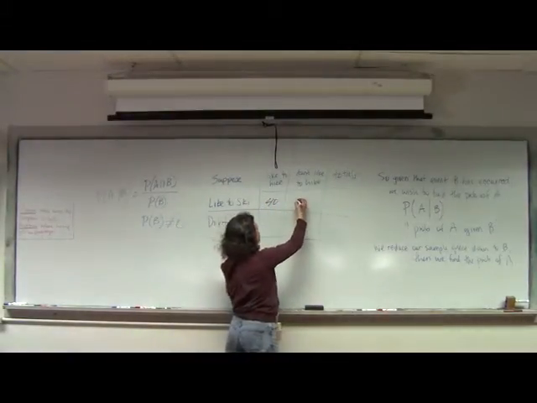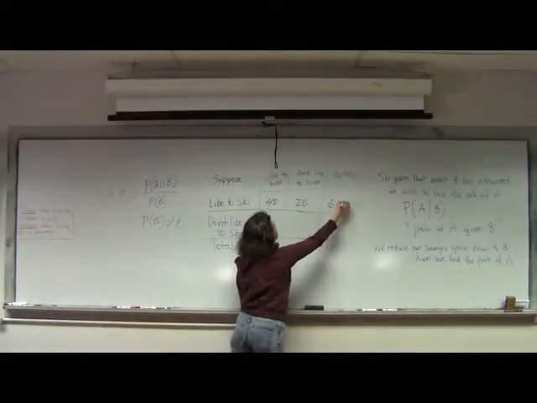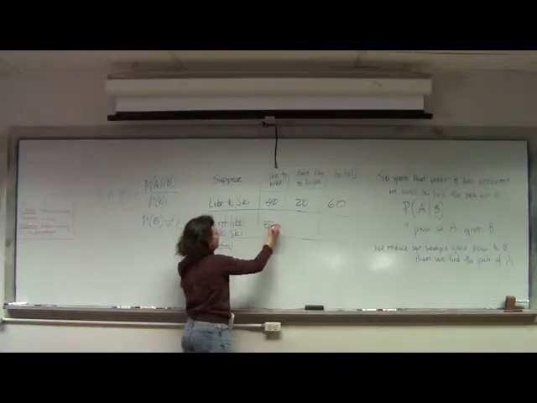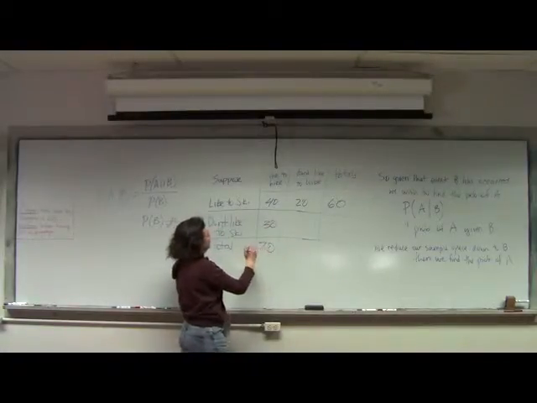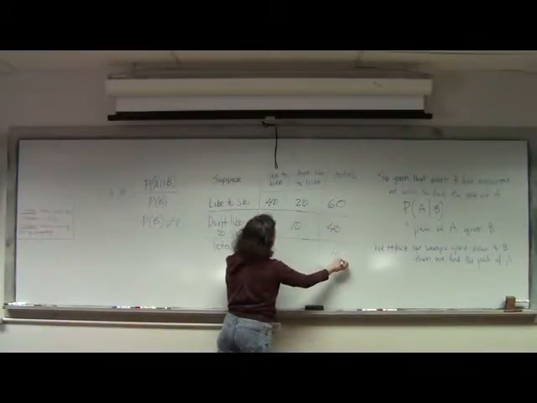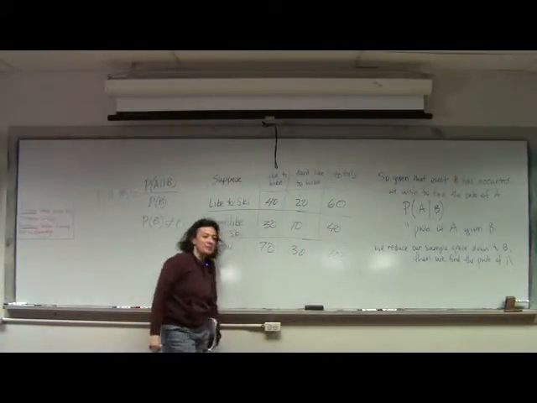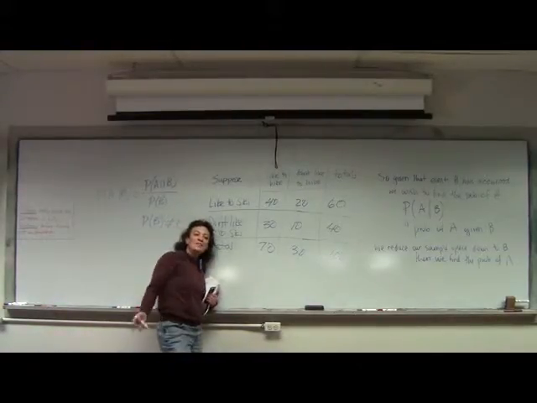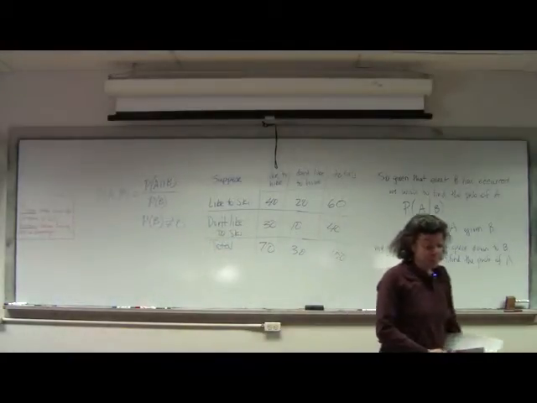So 40, 20, 60, 30, 10. Oh, how cool is that? It just happened to all add up to 100. Okay, so one of the important things here is knowing how to read a two-way table.